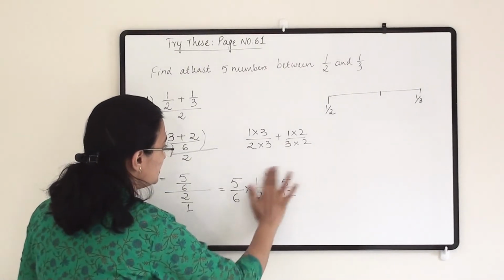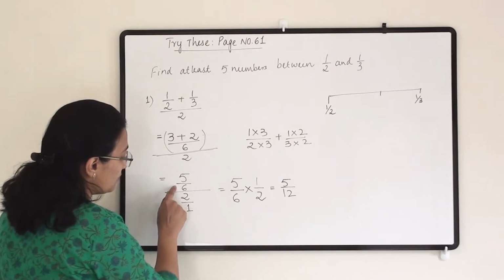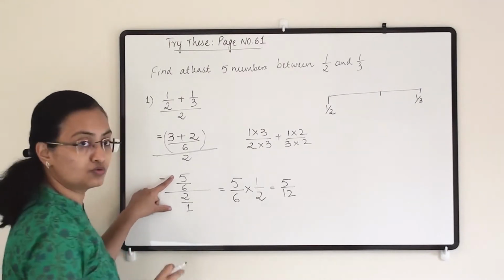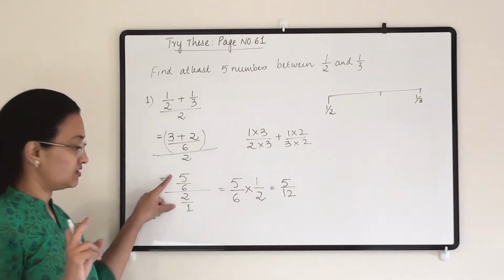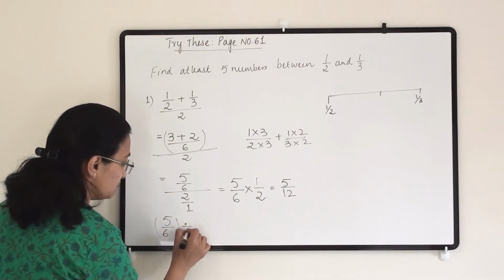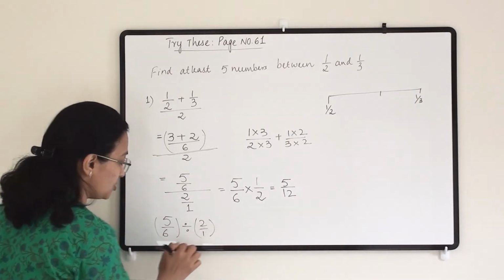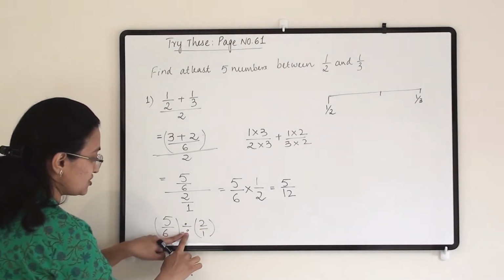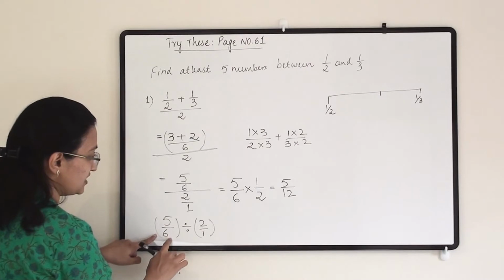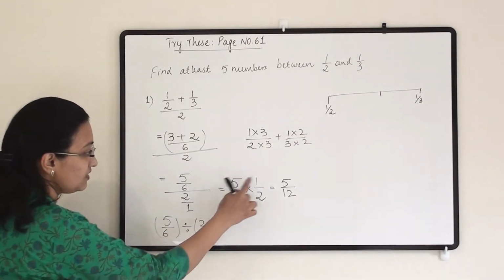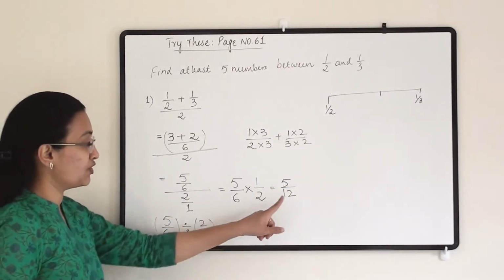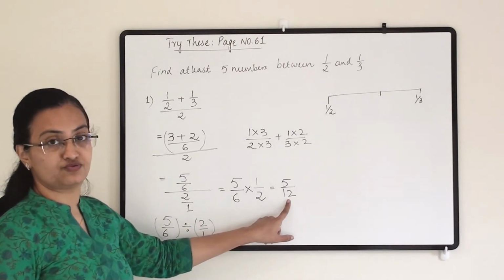Why? Because this 2 is going to be multiplied with 6, as per the rule of division of fractions. So it is something like this: 5 divided by 6 is in division with 2 divided by 1. So what we will do? We will change this to a multiplication sign and take the reciprocal of this. So this 2 is going to multiply with 6, and then we will get 5 divided by 12. So this is the average and this is going to be our first number, that is 5 divided by 12.